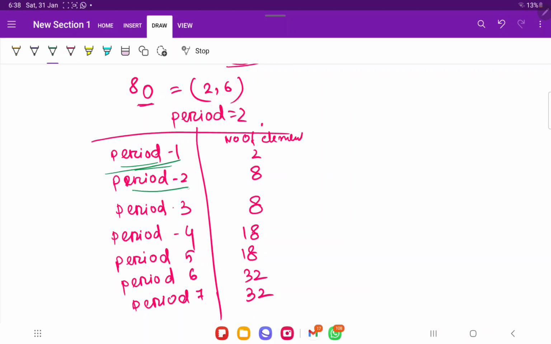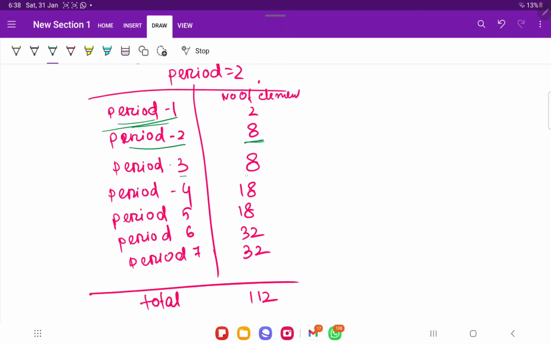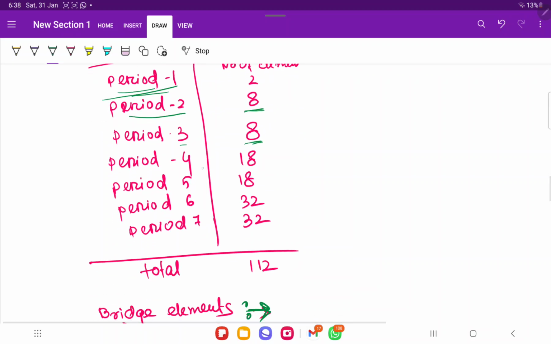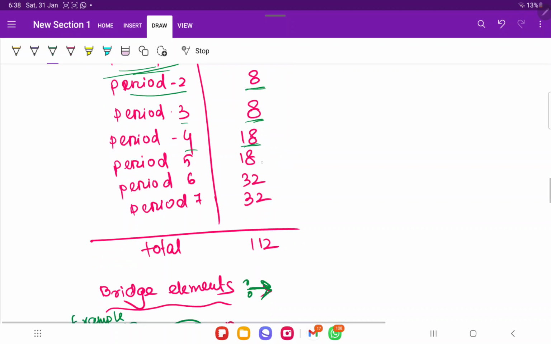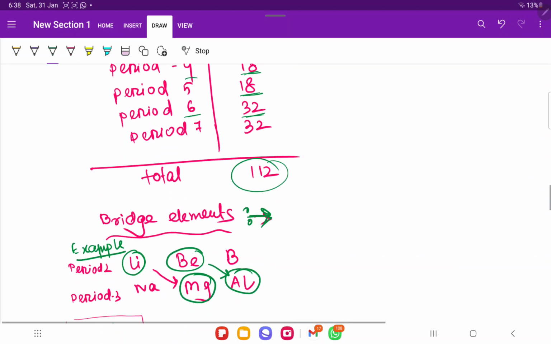Now if you see, in period 1 there are 2 elements total, right? Hydrogen and helium. In period 2, there are 8 elements. In period 3, similarly another 8 elements. In period 4, it is 18 elements total, right? In period 5, 18. In period 6, there are lanthanides, so including those, it will be 32 elements.